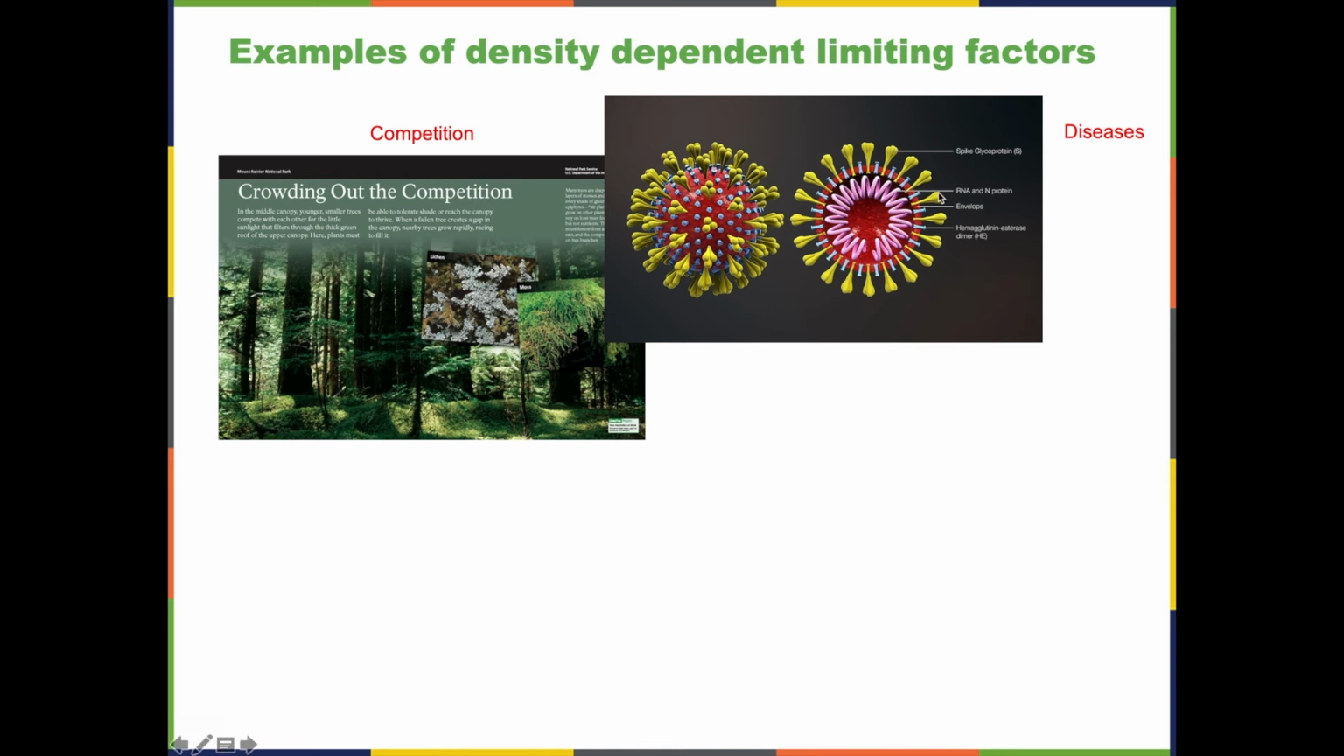Then diseases, especially infectious diseases. This is an artist's rendition of the coronavirus that we're dealing with right now. Infectious diseases are an example of density-dependent limiting factors, because the more dense a population is, the easier the disease can spread and reduce the number of people in the population. That's basically the reason behind the social isolation measures that we are taking to protect people from getting the infectious disease.